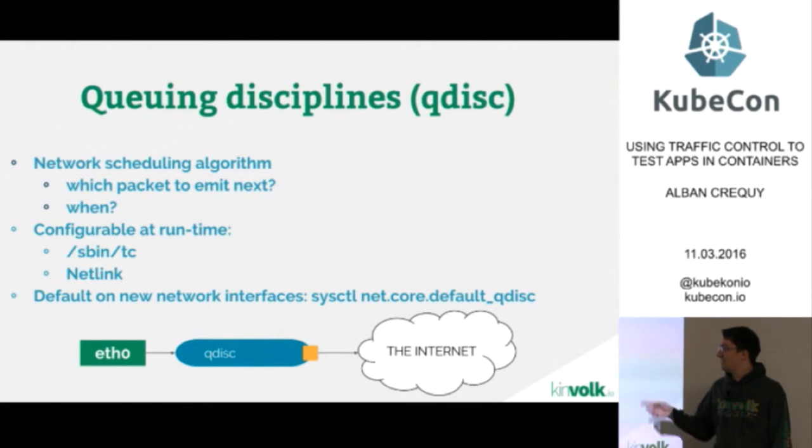There is a tool called tc, for traffic control, which can control the network traffic, also called network shaping. Behind the scenes it uses netlink sockets to communicate with the kernel and set up the queuing discipline.